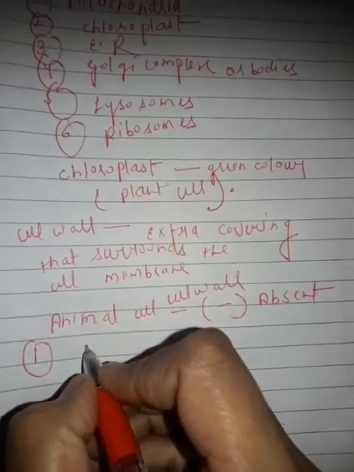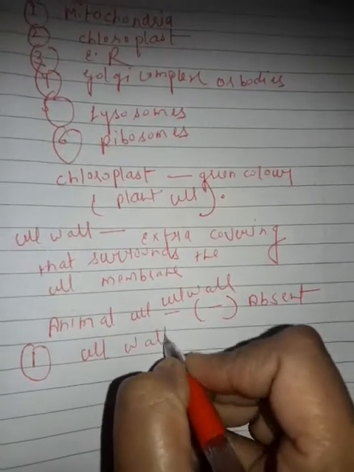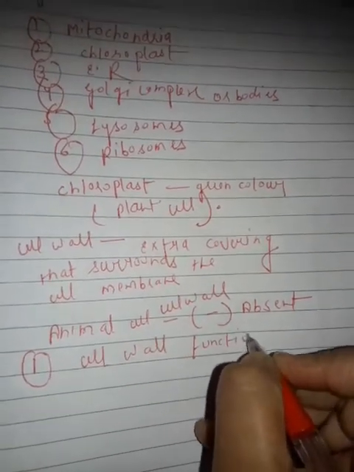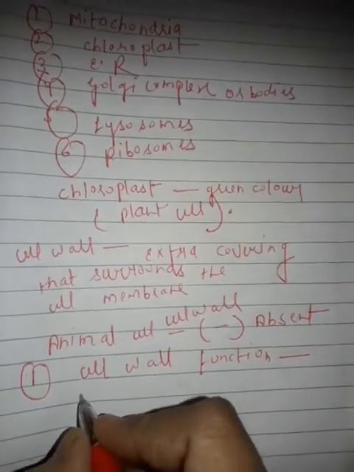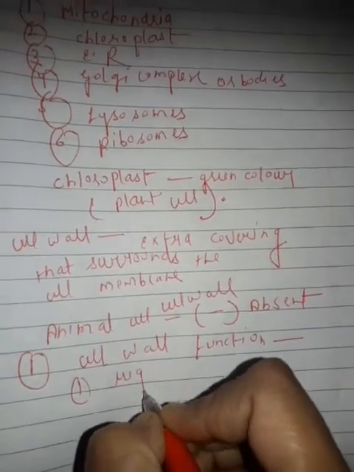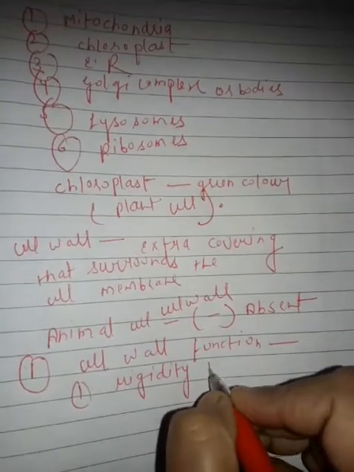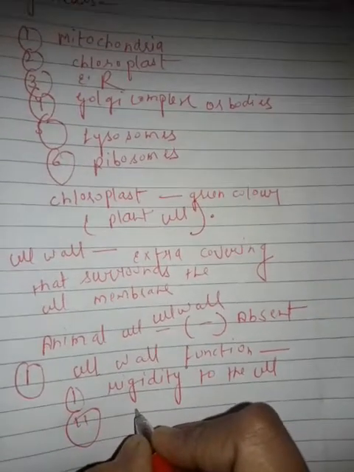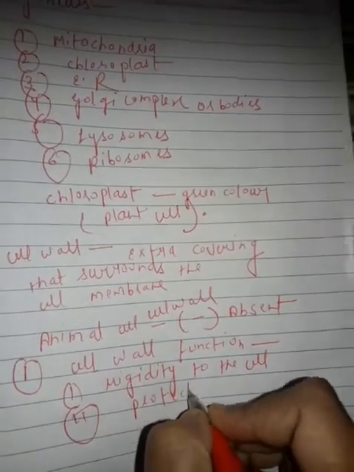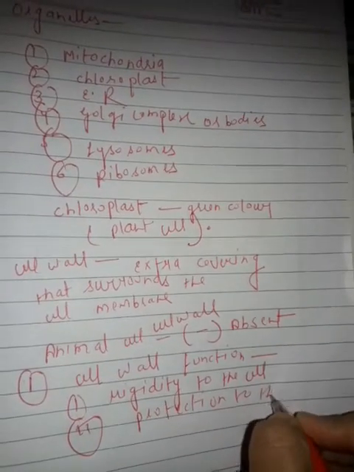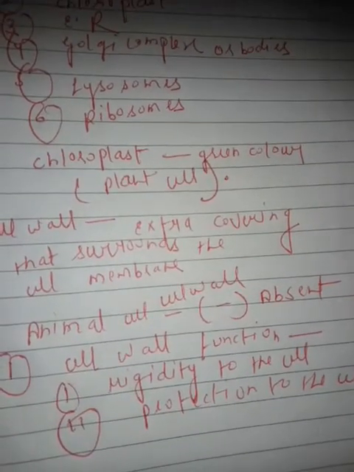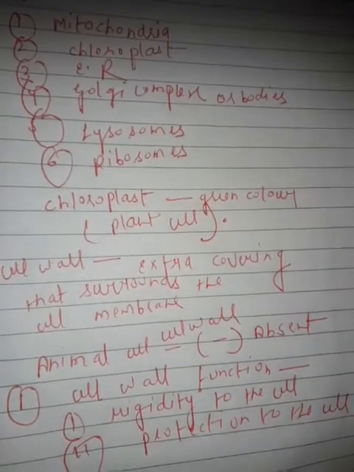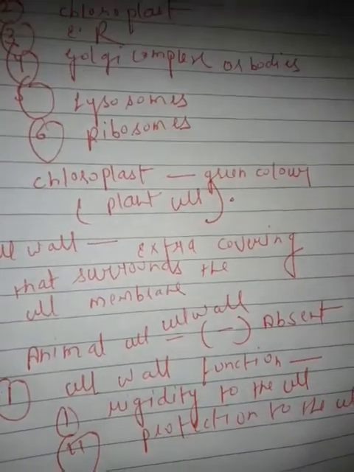What is the function of the cell wall? It provides rigidity to the cell, and second, it provides protection to the cell. Plants need protection against high wind speed and variation in temperature and atmospheric moisture, and they need to protect themselves from these factors as they cannot move.